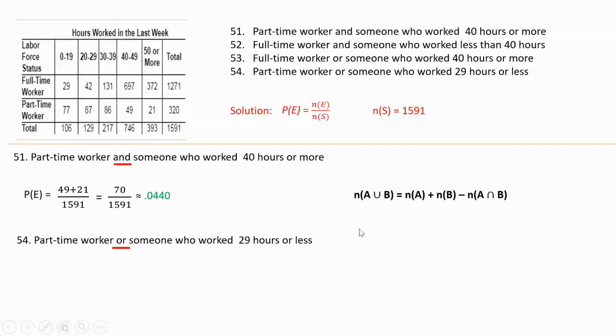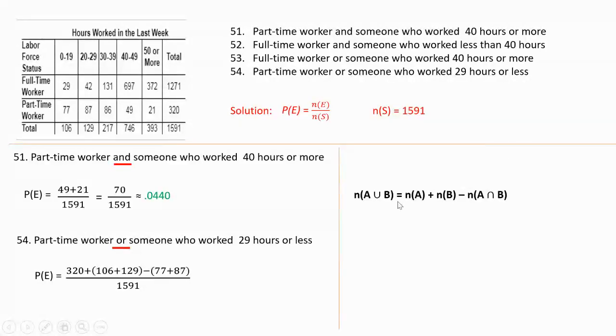For 52, it says a part-time worker or, right, so that means union, or someone who worked 29 hours or less. So for this one, it's best to use this formula because it's a bit tricky here, okay? Why is it 320? Part-time workers is 320, right? And then union with work 29 hours or less, so it's going to be these two here. That's why it's going to be 106 plus 129 minus where they intersect, which would be 77 and 87.